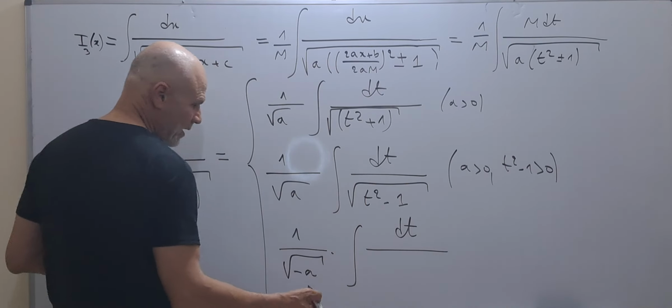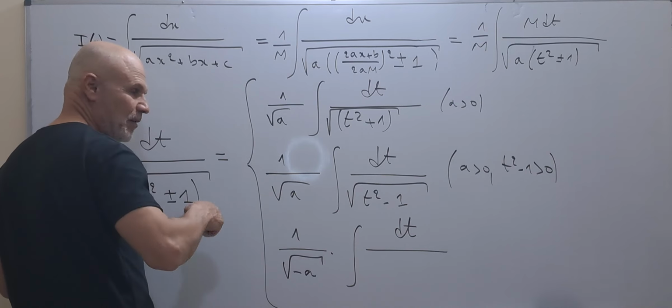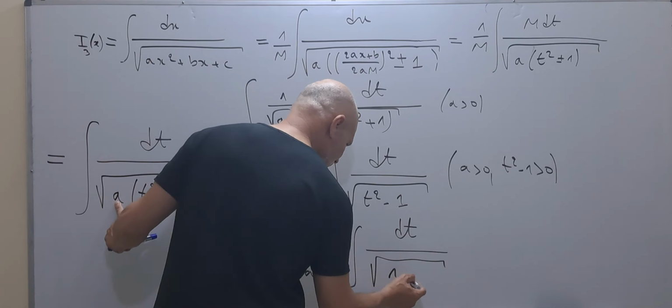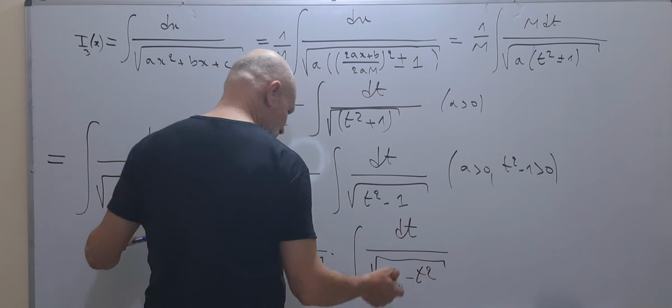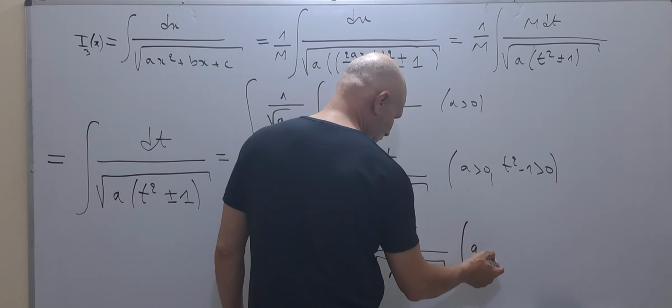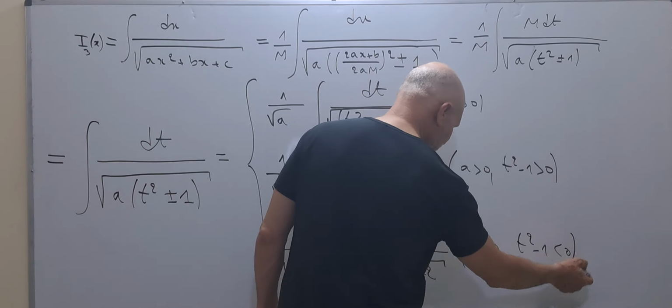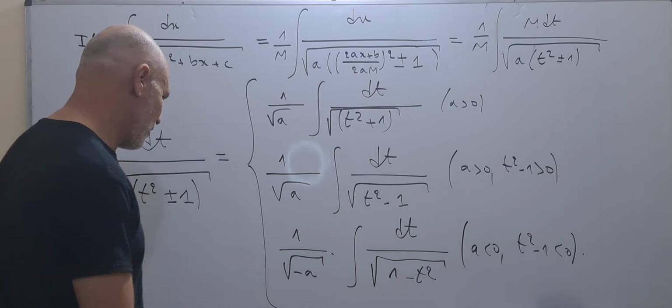t squared minus 1 negative, this means 1 minus t squared positive, and we get this one. So this case is under this condition.